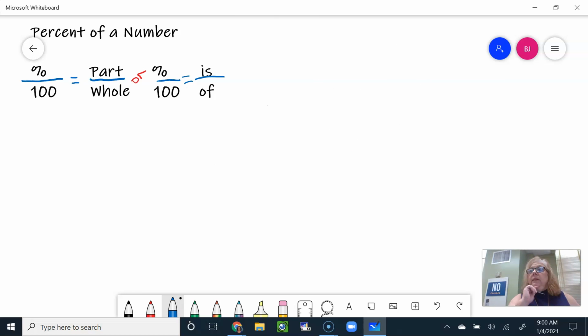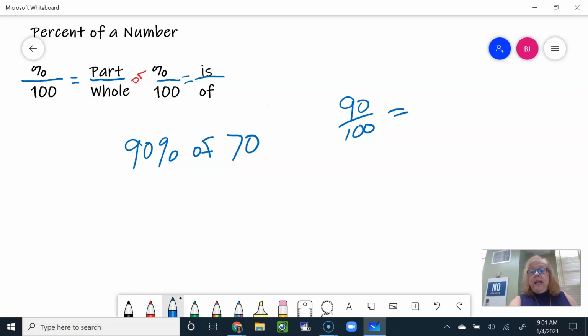All right, let's do 90% of 70. Once again, this is a percent, so we're going to put 90 over 100 equals, and this "of" is our whole, so that's going to go on the bottom here, and we're once again trying to solve for x.